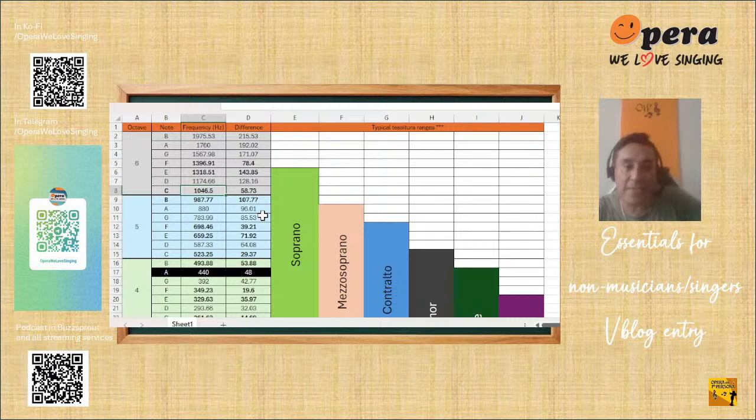But the truth is that the value between the Mi and the Fa is a semitone. Look at the previous number. The difference between the Mi and the Re is 143. But the difference between the Mi and the Fa is only 78. It's only a semitone. Same case for the Si and the Do. The difference between the Si and the La is 107, but between the Si and the Do, it's only a semitone. It's 58 hertz.